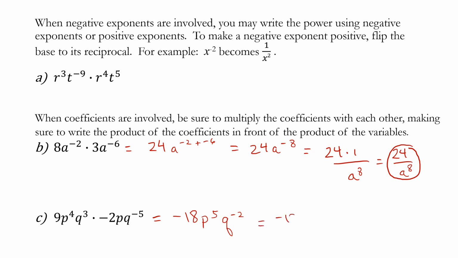Now I want to write that with a positive exponent. So that becomes -18 p to the 5th times 1 over q to the negative 2. But if you realize the times 1 over just really makes that go into the denominator, so I can put this as q to the second. And that would be our answer to that one. Negative 18, p to the fifth, q to the second.